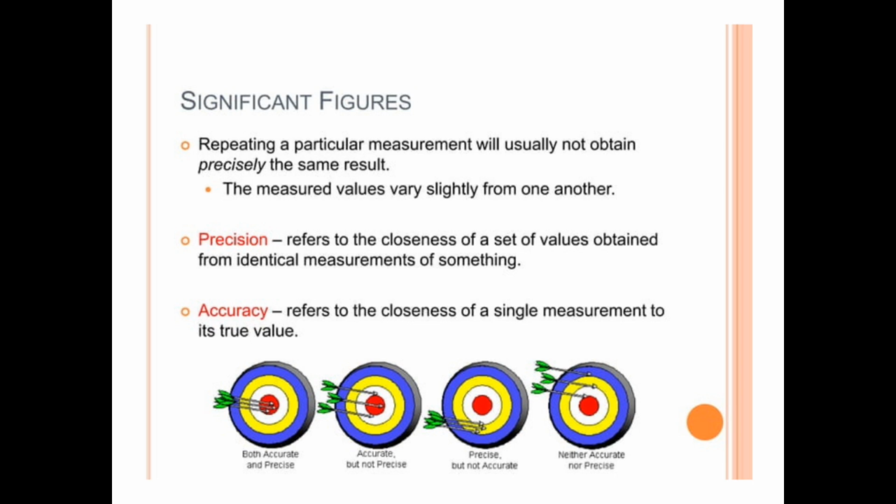For instance, there is a difference between precision and accuracy. Precision refers to the closeness of a set of values obtained from identical measurements of something, while accuracy refers to the closeness of a single measurement to its true value. That is the difference.